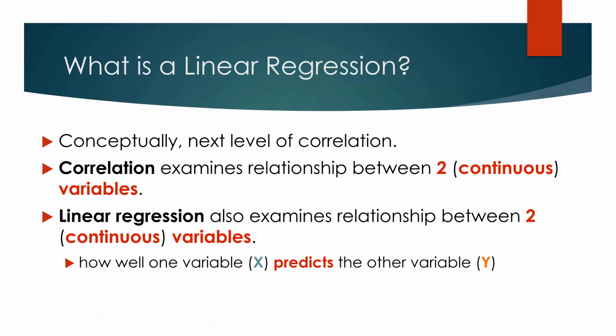Linear regression is the next level of correlation. Think of linear regression as correlation's big sister. Correlation examines the relationship between two continuous variables. Linear regression also examines the relationship between two continuous variables. But here's the difference, here's where it builds on correlation. Linear regression is specifically looking at how well one variable, x, predicts the other variable, y. So it's not just looking at are they related, but it's really looking at how well x predicts y.